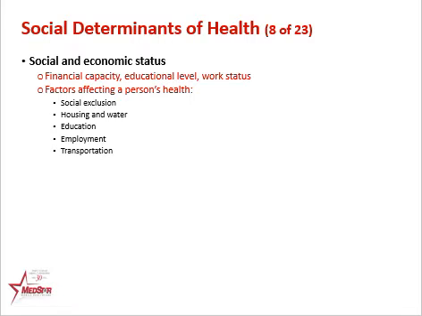Social and economic status is the most commonly discussed social factor affecting a person's health. Socioeconomic status refers to a person's financial capacity, their education level, and/or their work status. Certain factors related to socioeconomics that can have an effect on a person's health include social exclusion, the housing and water supply that they have, education, employment, and transportation. And I've heard often in courses that I've done, and from the patients that we serve in our program, that transportation is a huge gap in the community.